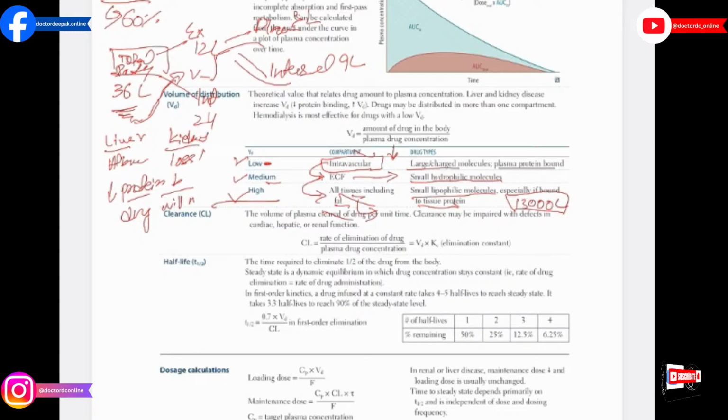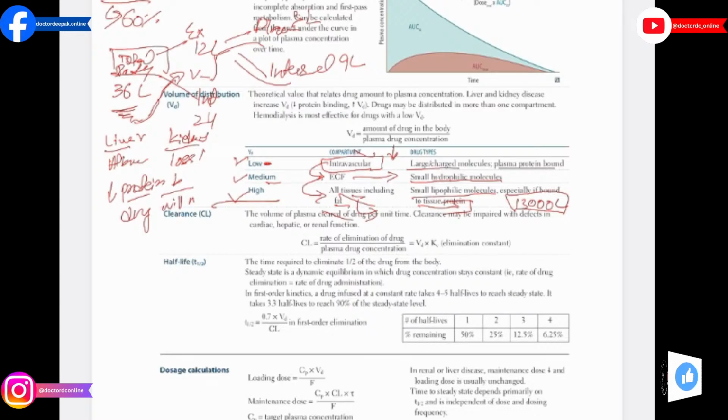Secondly, if we talk about protein binding, we are again talking about plasma protein binding. Drugs binding to plasma proteins like albumin may be held in the vascular space. Therefore, they have a lower volume of distribution. And this is all about the volume of distribution.